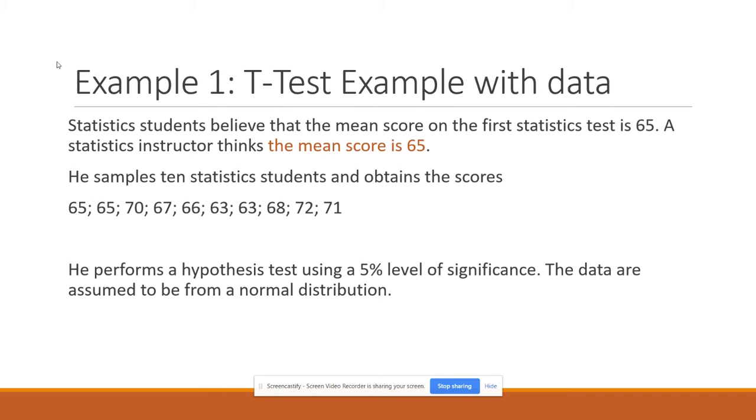So here's example 1 using data. Statistics students believe that the mean score on the first statistics test is 65. And a statistics instructor thinks the same thing, that the mean score is 65. He samples 10 statistics students and obtains their scores. He performs a hypothesis test using a 5% level of significance. The data are assumed to be normally distributed.